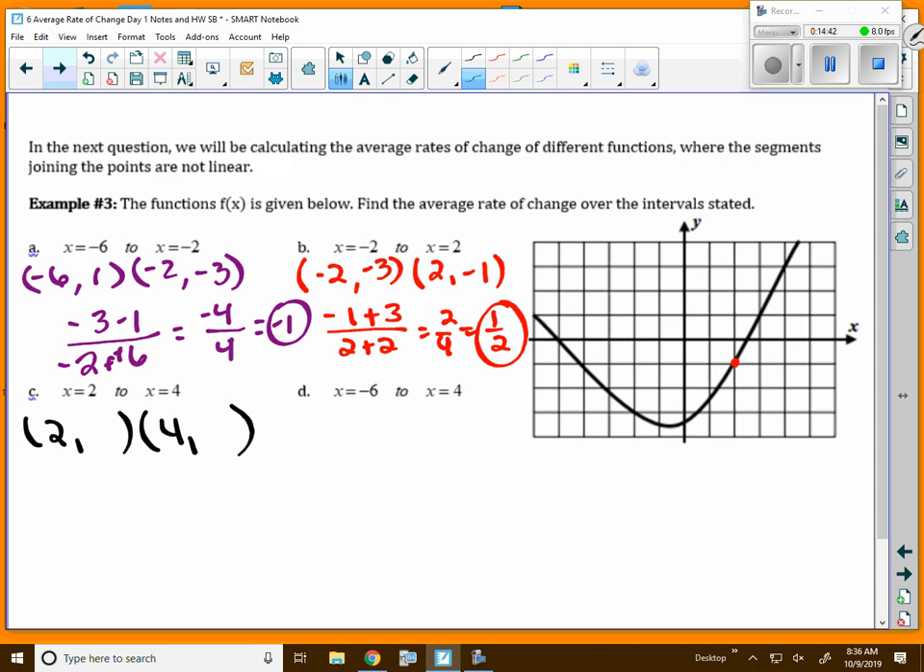Okay, so we have the x values of 2 and 4. We're going to find the average rate of change between 2 and 4. So when x is 2, y is negative 1. When x is 4, y is 3. Go ahead and do your slope. You can check your work when you get that one done.